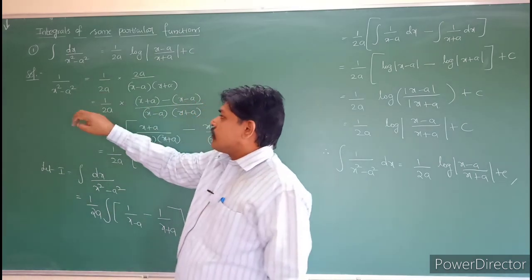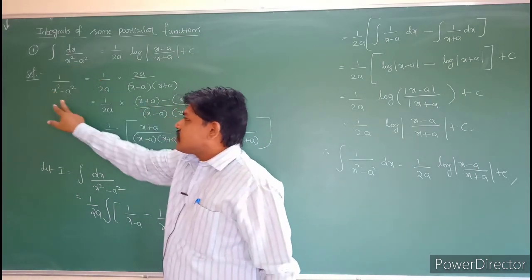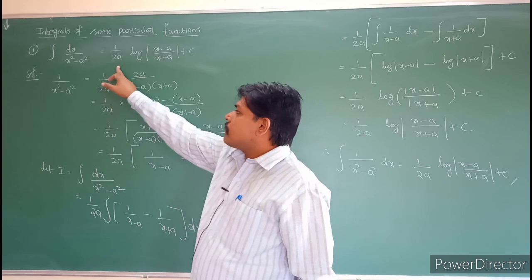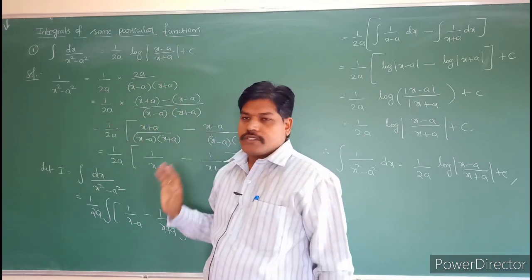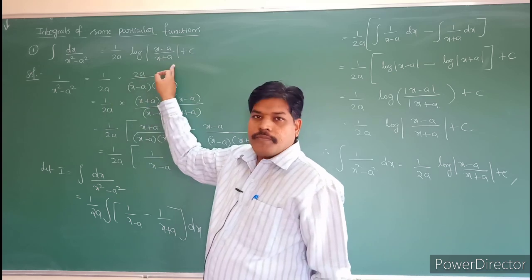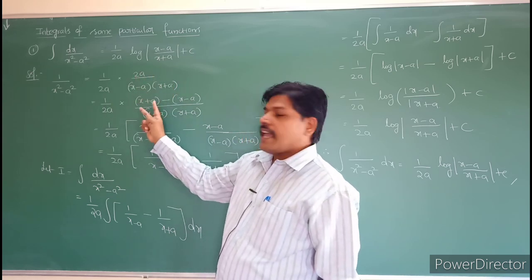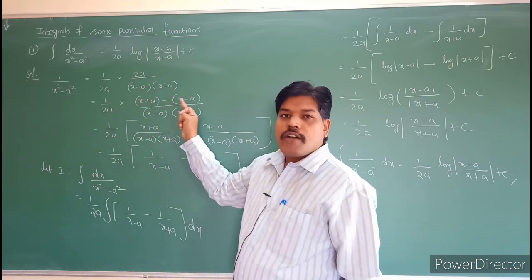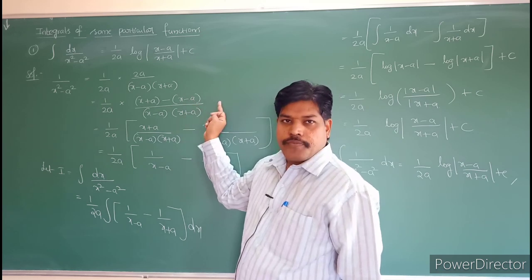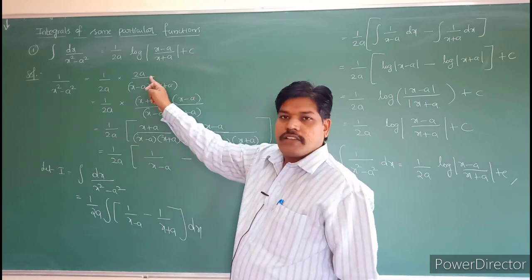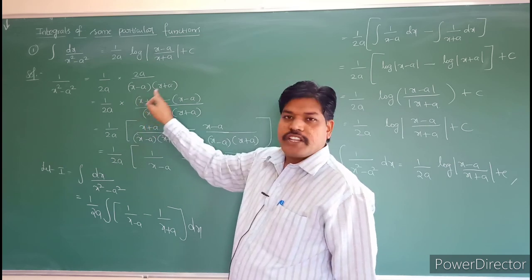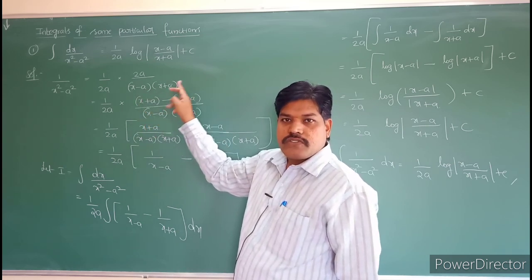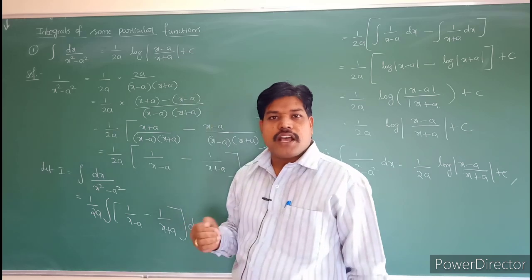How can you write this one? First I am taking the value 1 by x square minus a square. You can write it by multiplying and dividing with 2a, and this 2a you can write as x plus a minus of x minus a. If you cancel this, you will get the same one. I wrote this form because in the denominator x minus a and x plus a are there, so I changed the numerator also in the same way.